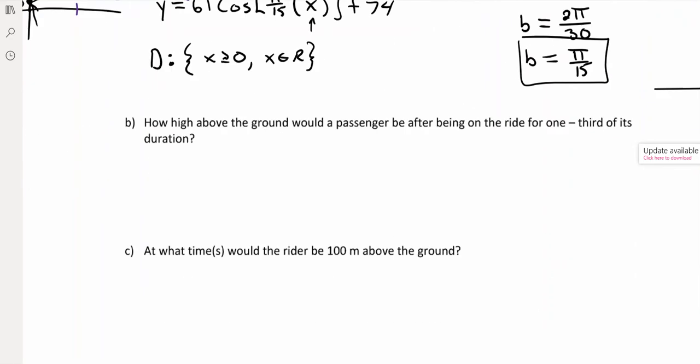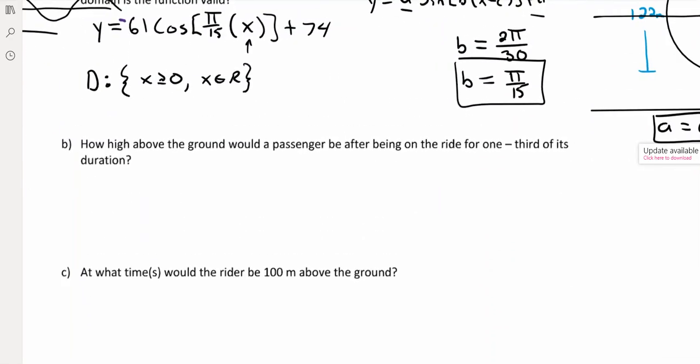All right, let's look at the next one here. So it says, how high above the ground would the passenger be after being on the ride for 1/3 of its duration? Okay, so we were told that the duration for one cycle, like one time around, was 30 minutes, the period. So then 1/3 of that would just be 30 divided by 3. So we're talking 10 minutes, right?